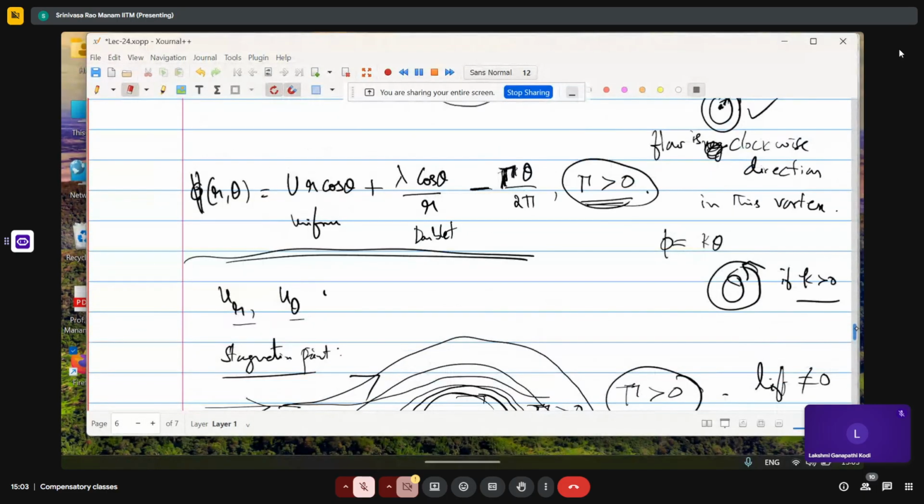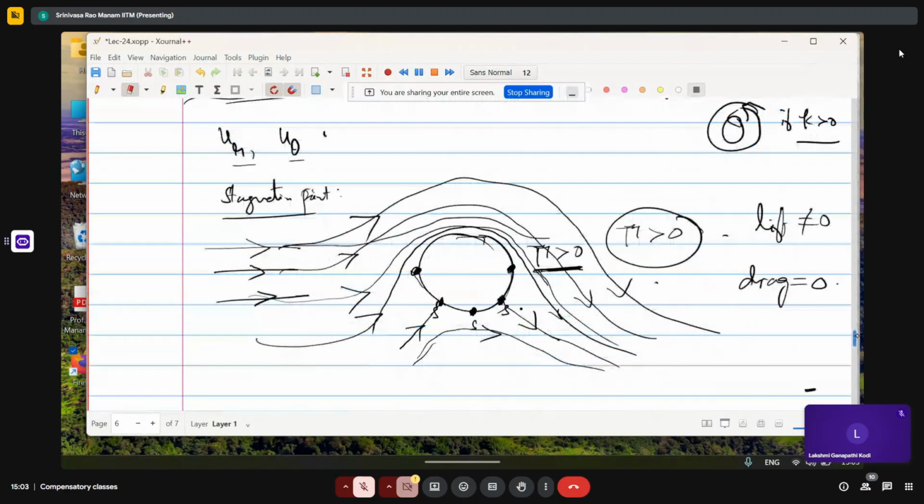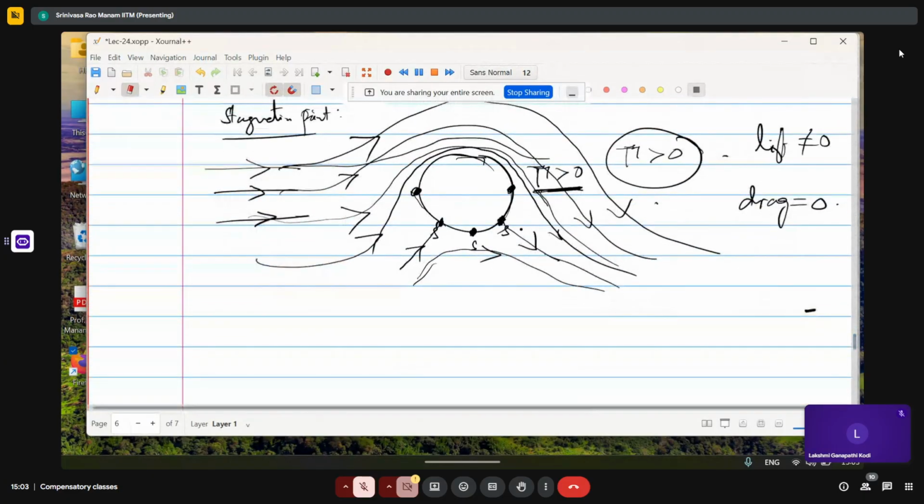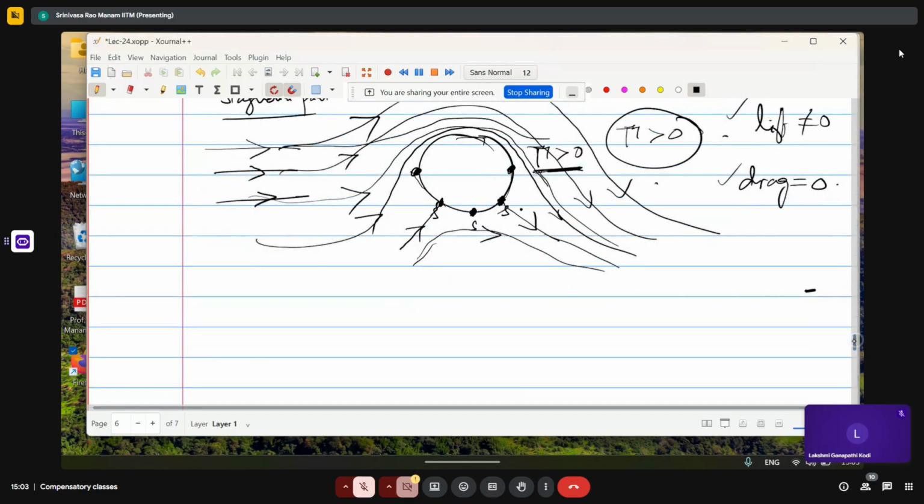So that's why lift is non-zero. For any general body, we can actually calculate lift and drag forces. That is what the Blasius theorem is. Those things we do, and then we'll close these potential flow problems.